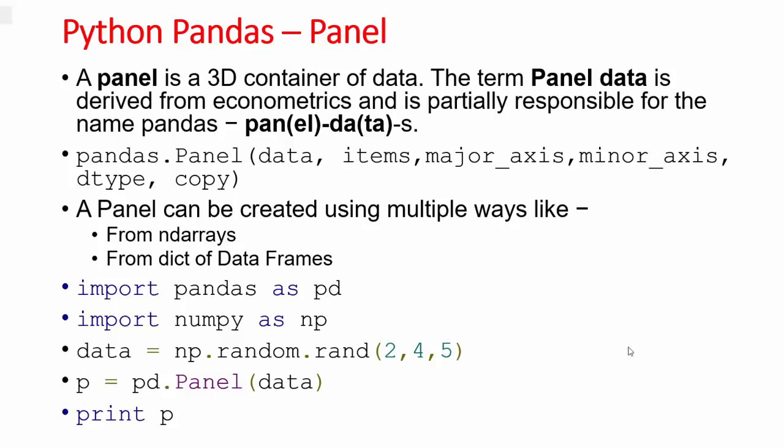The term panel data is derived from econometrics and it's partially responsible for the name pandas. That's why panel is an important thing here. To create a panel, the parameters are data, items, major axis, minor axis, dtype and copy. A panel can be created in multiple ways, like from an ndarray or from a dict of data frames. The syntax is: import pandas as pd, import numpy as np, then data and panel. We're going to see that in the practical.